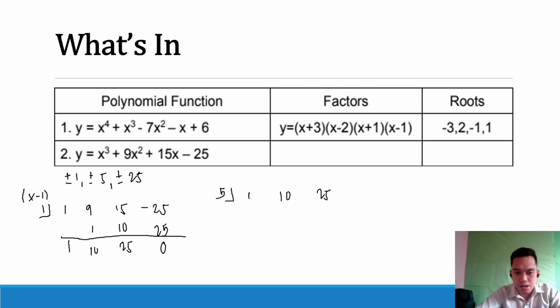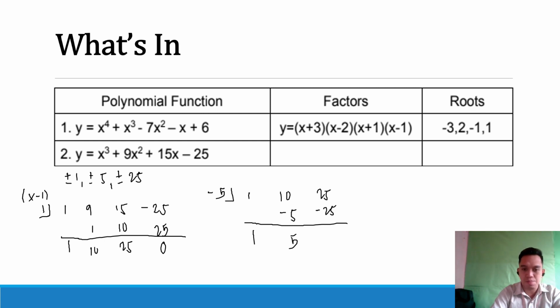So let's use negative 5. Bring down 1. 1 times negative 5 is negative 5. 10 plus negative 5 is positive 5. 5 times negative 5 is negative 25. So 25 plus negative 25 is 0. So this is a real root of our polynomial function. And it is x plus 5. The same also here, x plus 5.